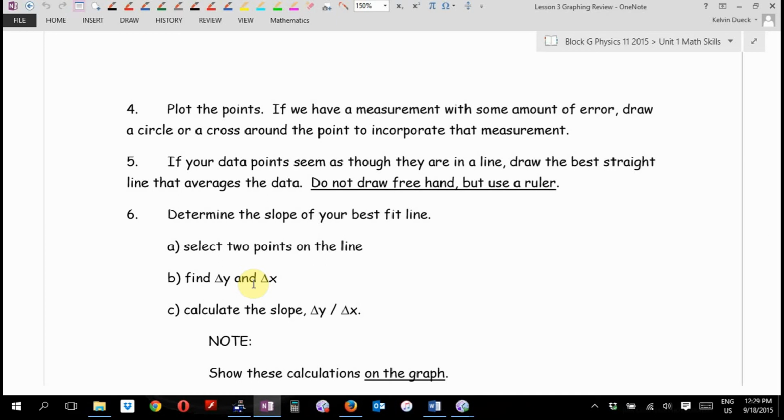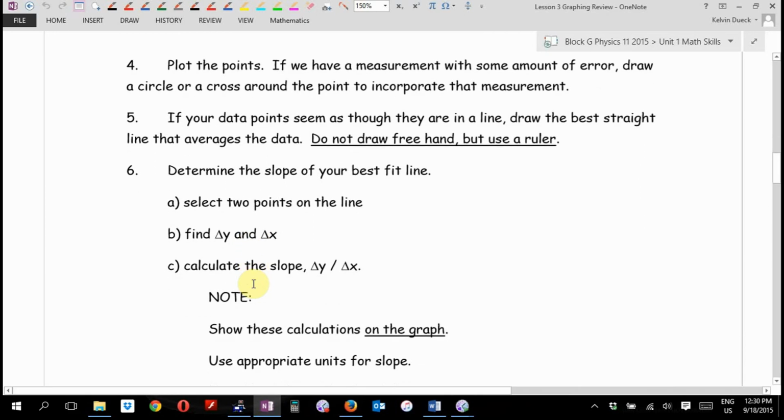Now, here's the problem. We're going to have so much error that if I do that, the graphs are going to be yucky because I got lousy equipment. So we're just going to pretend, to make it easier, that all of our graphs are accurate. So I wrote here, if we have a measurement with some amount of error, draw a circle or a cross to incorporate that measurement. We're going to ignore that. We're just going to assume we're accurate because I don't have money in the budget to get the good equipment. I'm working on it.